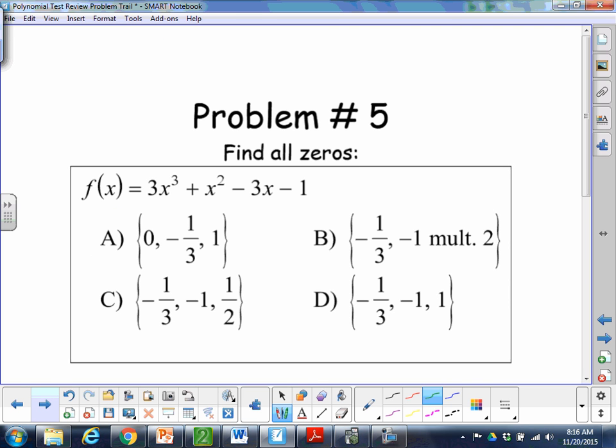Okay, number 5, finding all zeros of a polynomial. So again, there's a few ways to do this. You could throw it in your calculator and graph it, and that'd be totally fine. It'd probably be easier than what I'm about to do. But I'm just going to show again how this is tied to factoring, because I notice this one is factorable. It's a lot like the one we did a couple problems ago with the grouping problem.